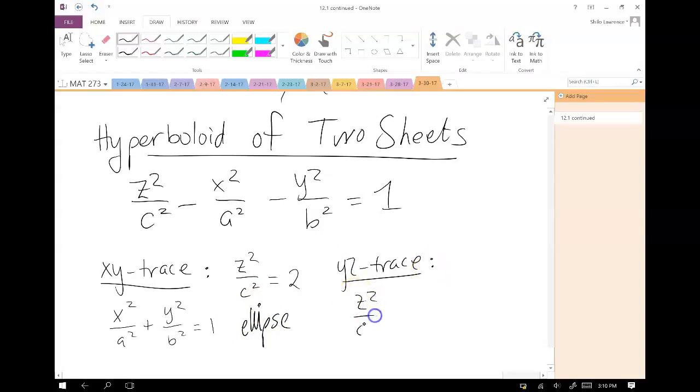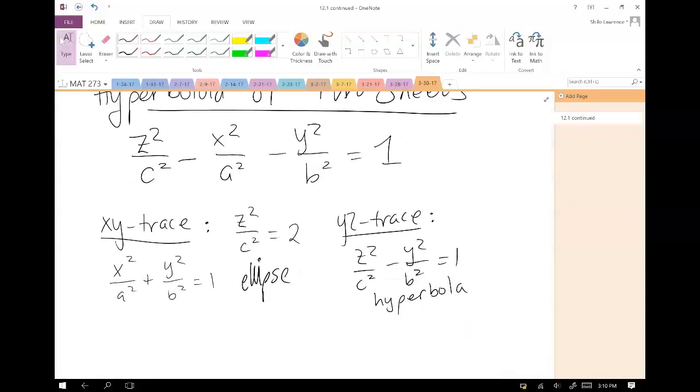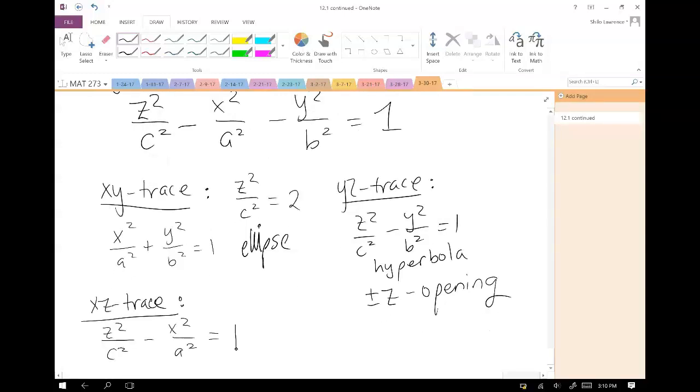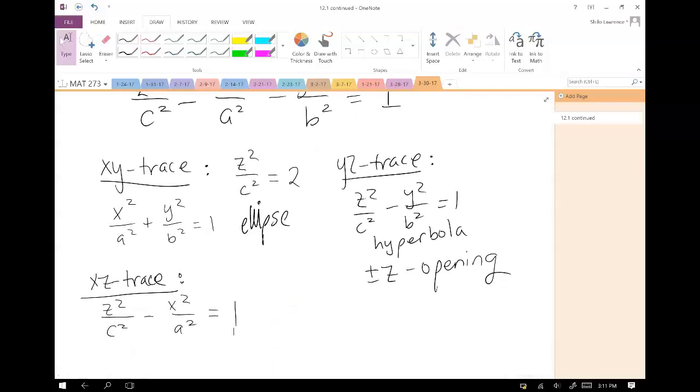All right, yz trace. We've got z squared over c squared minus y squared over b squared equals 1. That is a hyperbola because it's a difference of squares. What direction does it open in? It opens in the direction of the positive variable. We're going to have hyperbolas opening in positive and negative z direction. Xz trace is z squared over c squared minus x squared over a squared. Is another set of hyperbolas. Again, opening in the positive and negative z direction.